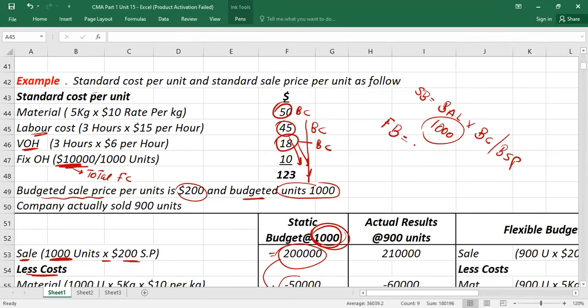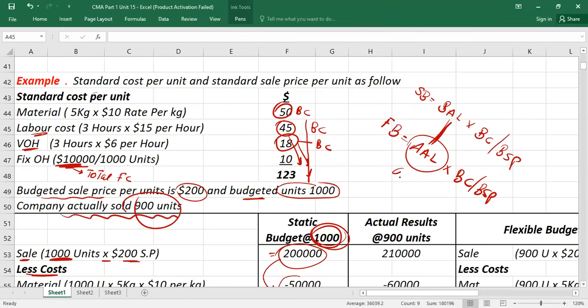We will always take actual activity level into budgeted cost or budgeted selling price. So if you look here, the difference is activity level. Here we are going to use actual activity level, and the company actually sold 900 units. It means we will multiply 900 units with the budgeted cost.